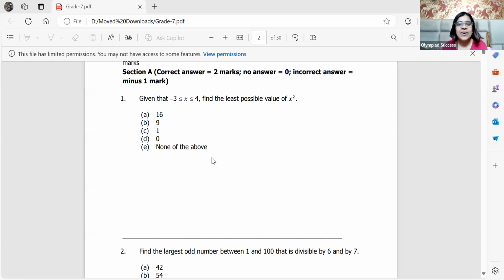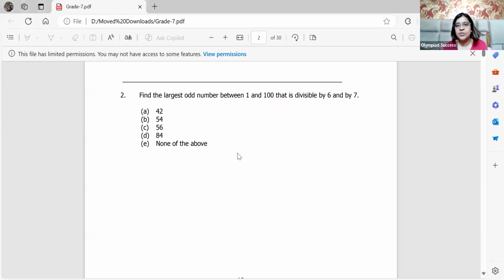Very nice. Let's have a look at the second question also, and you have to tell me which topic it belongs to. Find the largest odd number between 1 and 100. None of these, because all of the given options are even.